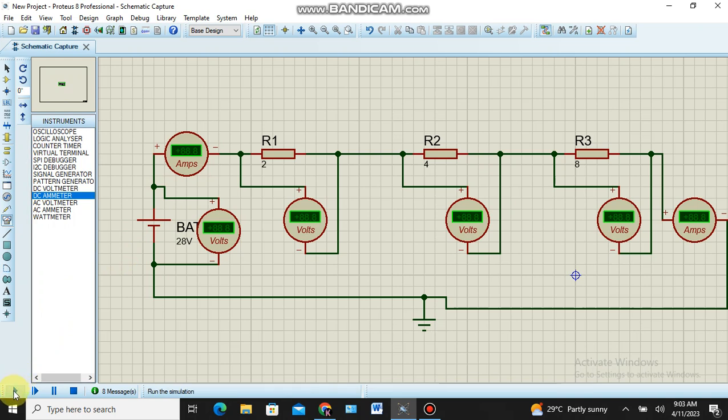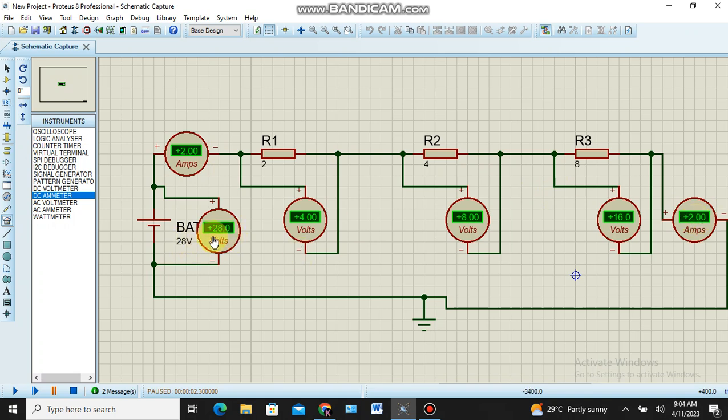Now we just have to check. You can pause the simulation. Now you can see the ammeter reads 2 amps, and the same current is at the leaving ammeter. I connected one ammeter at the start of the connection and one at the end. Both ammeters show the same reading, 2 amps, 2 amps.